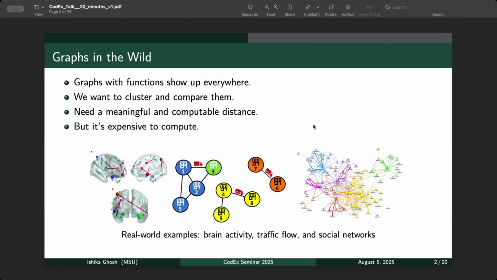Since there is so much availability of data of this kind, we want to compare them and cluster them to use them in machine learning pipelines. To do that, we need a meaningful and computable notion of distance, but as it often turns out, these distances are pretty expensive to compute.